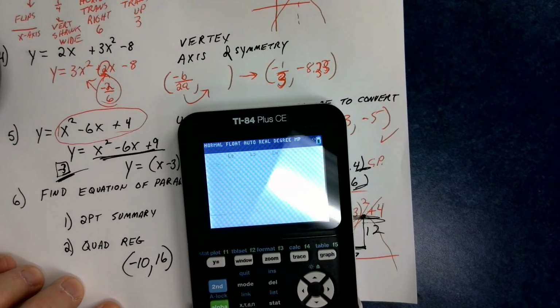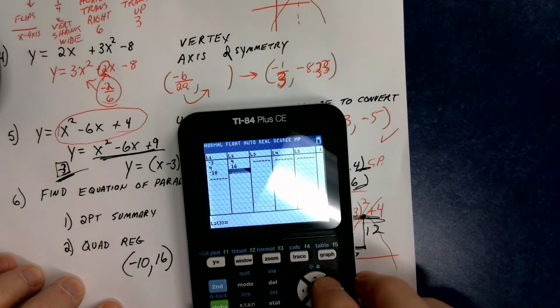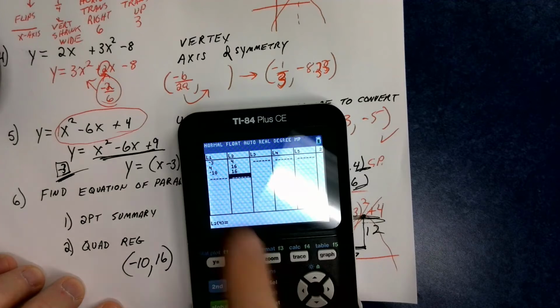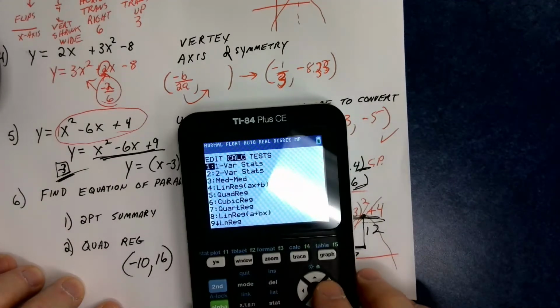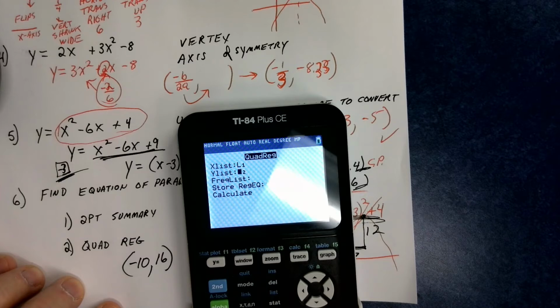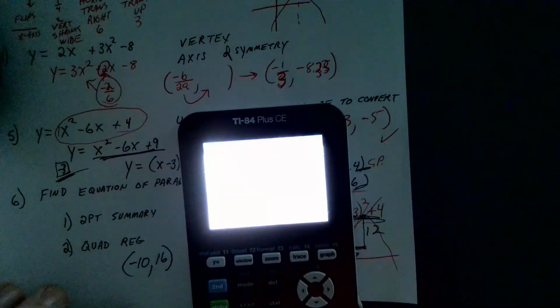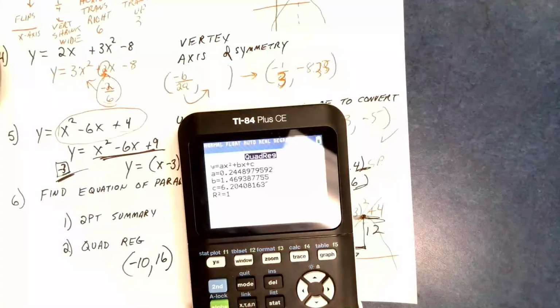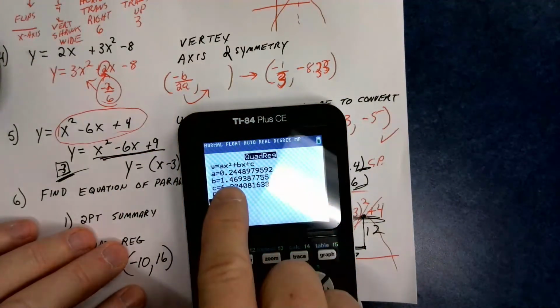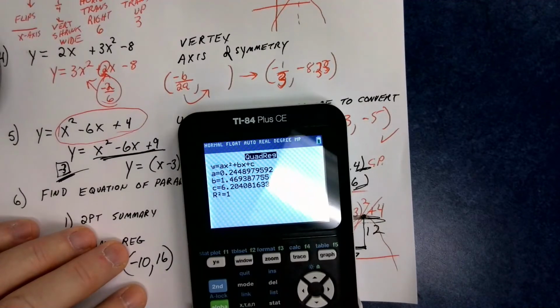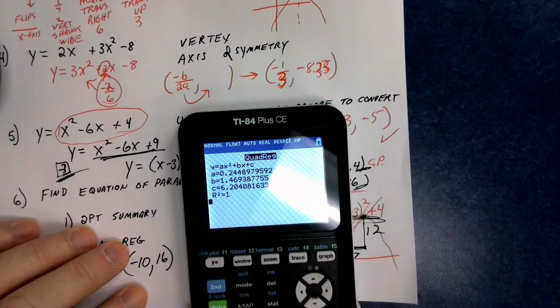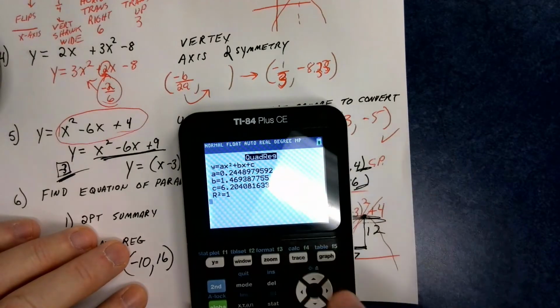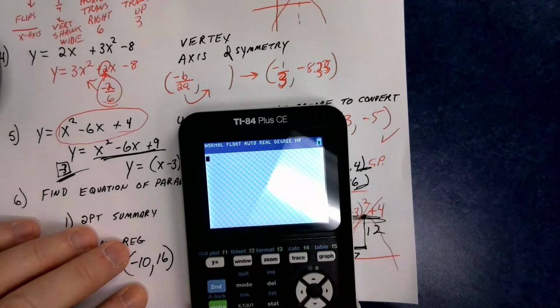So stat, edit, -10, enter, and 16, enter. Now I have my 3 points, stat, calc, number 5, quadratic regression, calculate, and I get this. Oops, sorry, lights just went off in the room. There we go. I get this, 0.24489. What the bleep? That looks scary, right? 0.24489. Remember that, 0.24489.